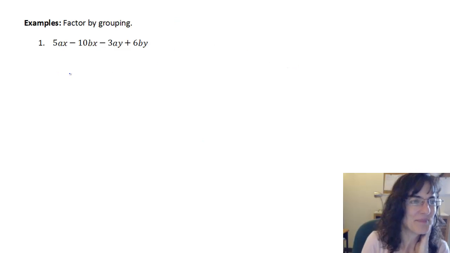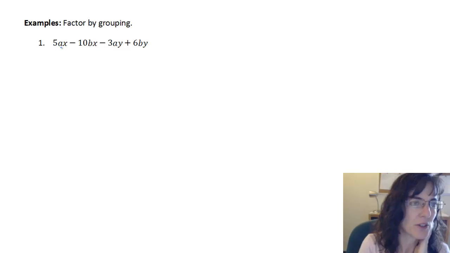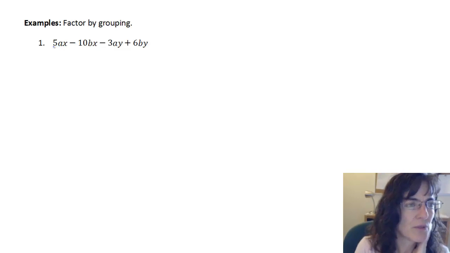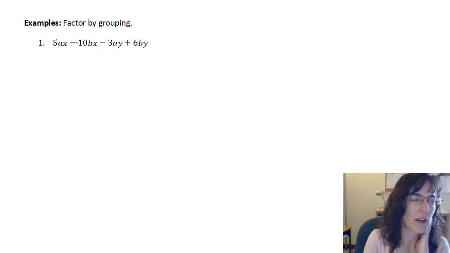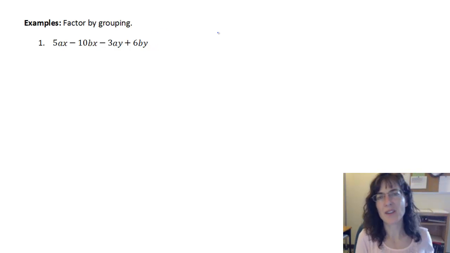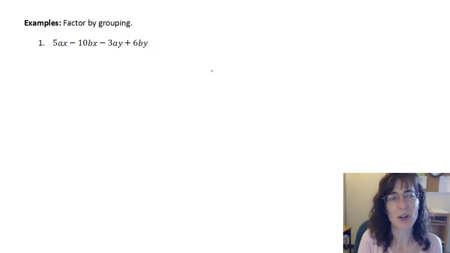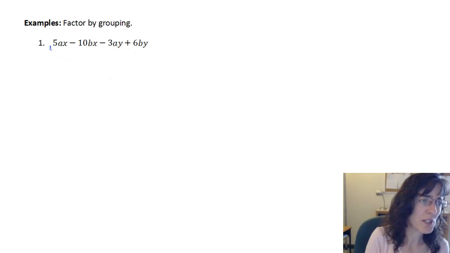Number 1, factor by grouping. So I'm looking at each term to see if I have a greatest common factor. And I have 5, 10, 3, and 6. I don't think I have any greatest common factor in the number parts. And I have ax, bx, ay, by. So I don't think I even have a greatest common factor in the variable parts. So I go straight to factor by grouping, pair the first two and pair the second two.